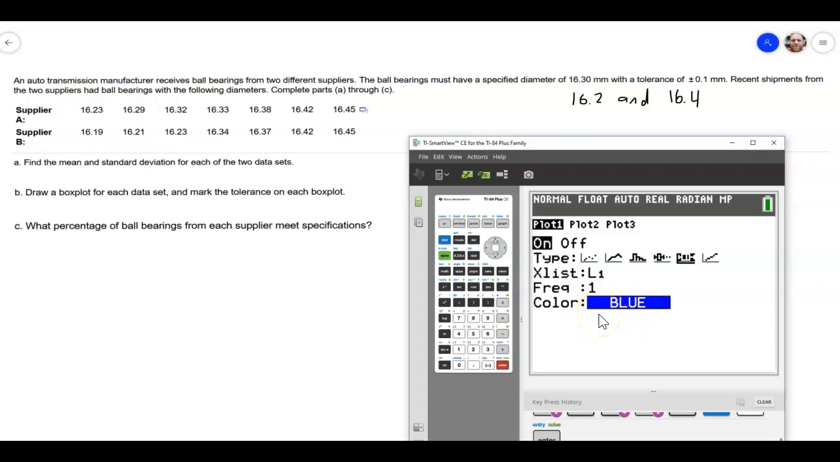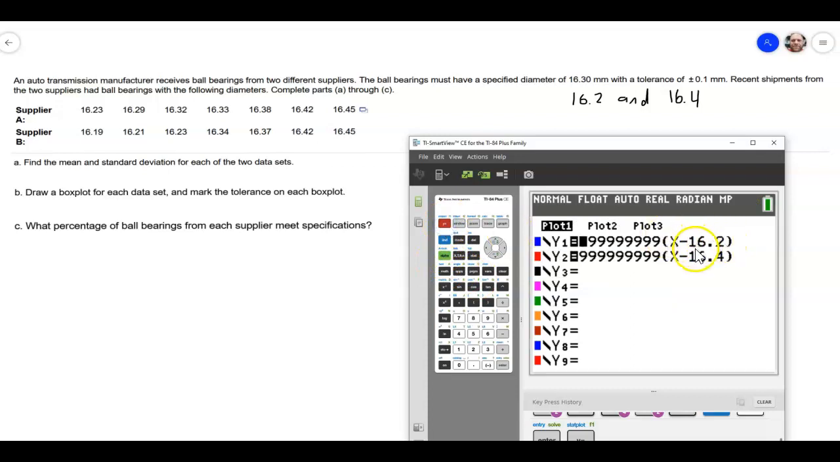And then what we're going to do is go to y equals, and I've already done this. So I want a vertical line at 16.2 and 16.4. What I did was I kind of tricked it, and I put lines with a really steep slope at x minus 16.2 and x minus 16.4. You see this 9999999? It makes an extremely steep slope, almost vertical, so it's going to make a vertical line at our 2 tolerance levels, right?